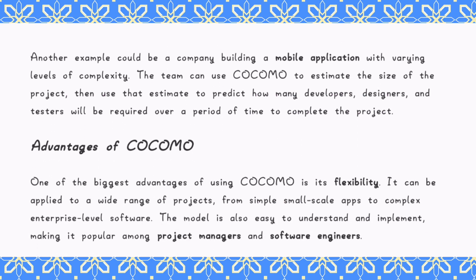Another example could be a company building a mobile application with varying levels of complexity. The team can use COCOMO to estimate the size of the project, then use that estimate to predict how many developers, designers, and testers will be required over a period of time to complete the project.